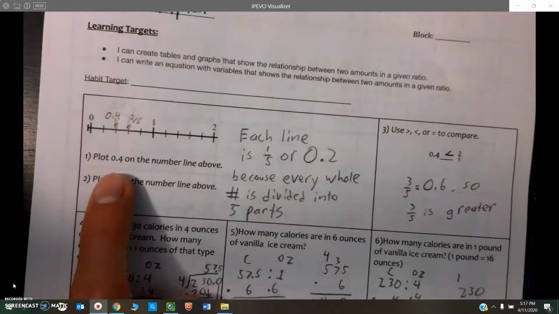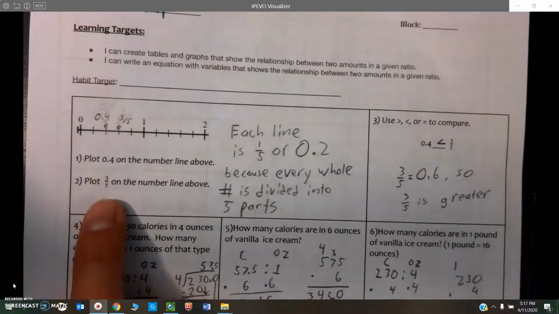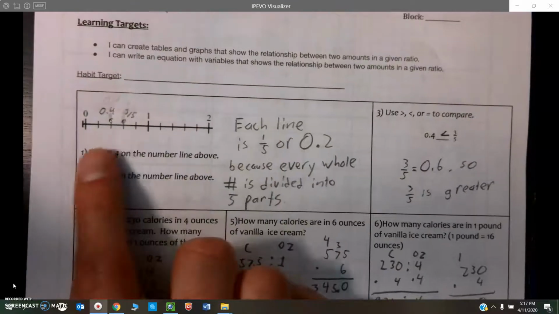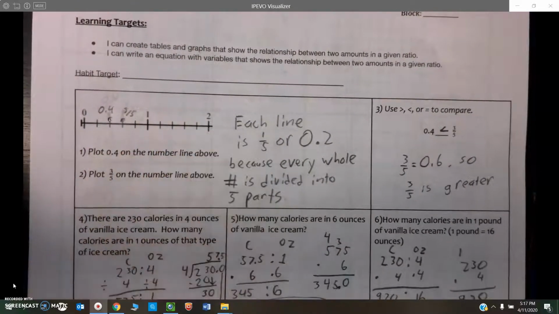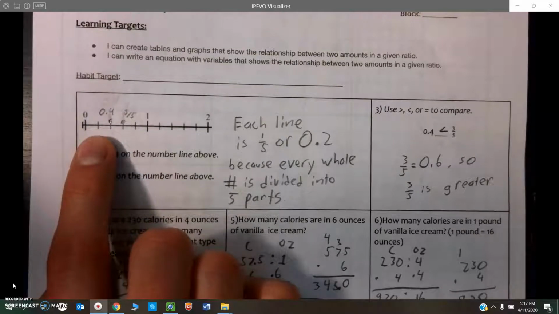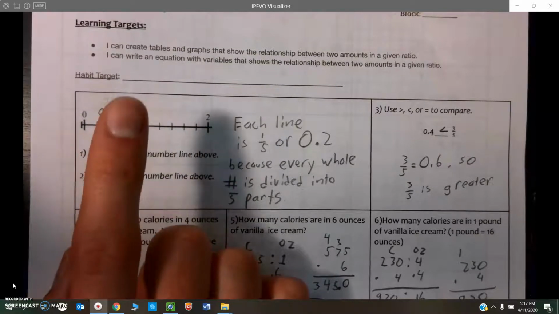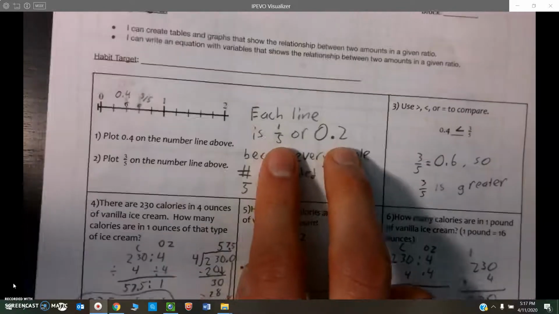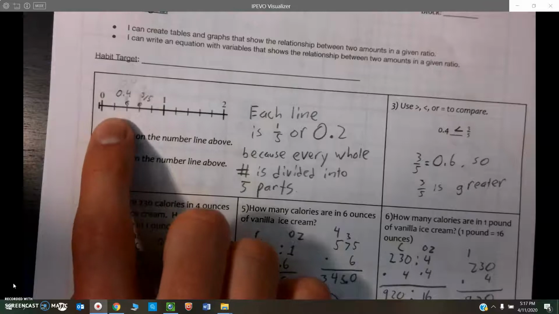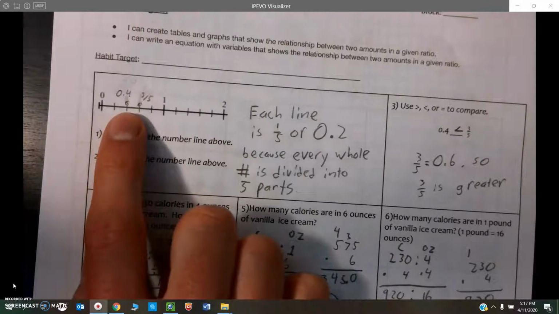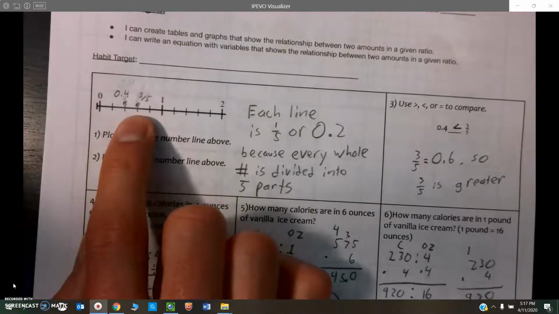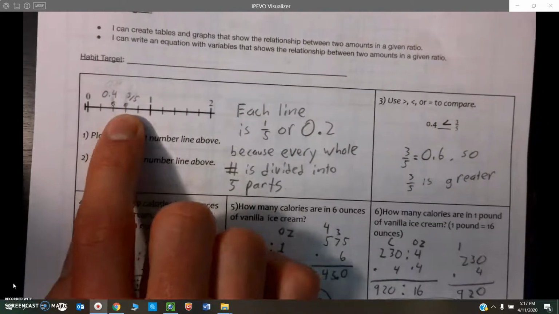So for the first one, you had to plot 4/10 on the number line and 3/5 on the number line. Here you can see my explanation. Because each whole number is divided into 5 parts, each line or hash mark represents 1/5 or 2/10. These are equivalent. So if this is 2/10, then the second one would be 4/10, or if we want to think about it fractionally, if each one is 1/5, then 3 lines down would be 3/5.